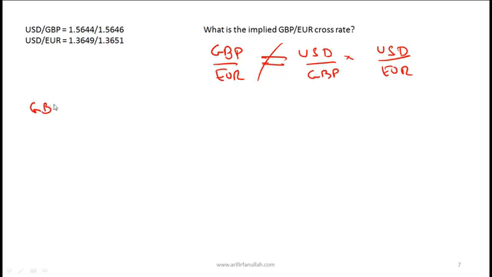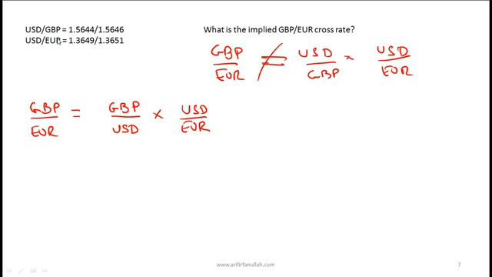GBP to euro can be written as follows. You can write this as GBP over USD multiplied by USD over euro. So if we have this convention, then we can simply multiply out, the USDs cancel out, and we will have GBP over euro. So let's now look at what we are given.